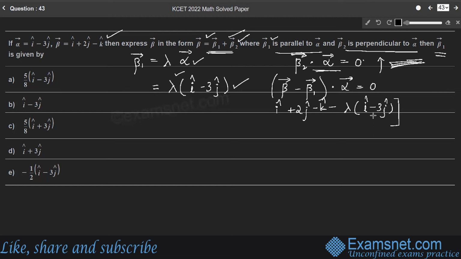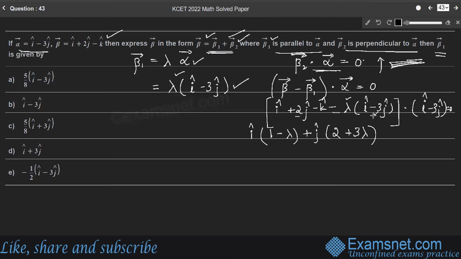Close it here. So dot alpha, vector alpha is i cap minus 3j cap, is equal to 0, right? Now club all i cap terms. So i cap into 1 minus lambda, then all j cap terms, plus j cap into 2, so minus of minus becomes plus, so 2 plus 3 lambda, right?